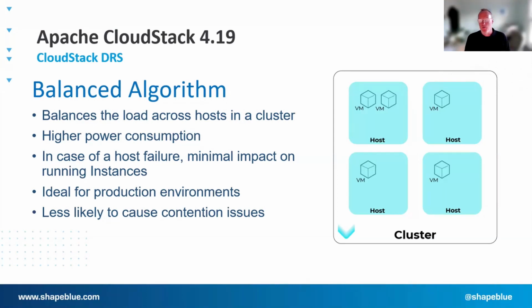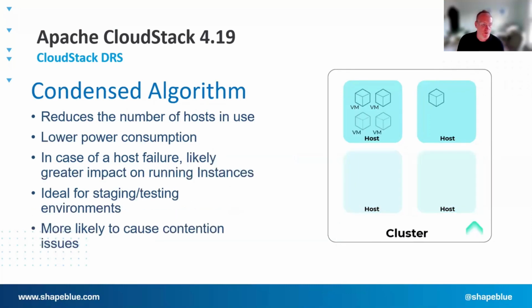So balanced is what we expect, or what we see with DRS, is what people use most often in production environments. But if you're in a staging or a test dev environment, power consumption, host consumption might be the most important thing, or the ability to concentrate instances so you can do some maintenance on some other hosts. In which case you choose the condensed algorithm, and it's doing the opposite.